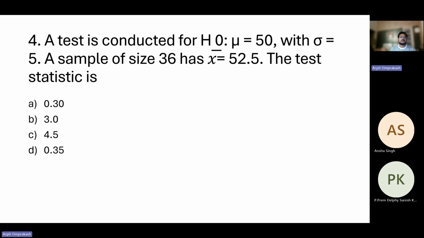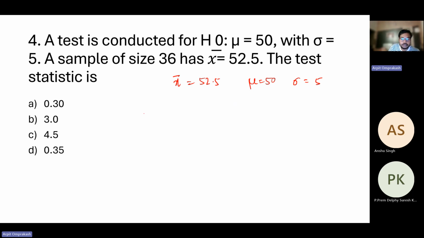The next question is, a test is conducted for H naught, the null hypothesis that mu is equal to 50 with sigma equal to 5. A sample of size 36 has x bar equal to 52.5. So what we are given is x bar equal to 52.5, mu, the population mean, is 50, and sigma, the population standard deviation, is 5. What we are asked is the test statistic is dash.